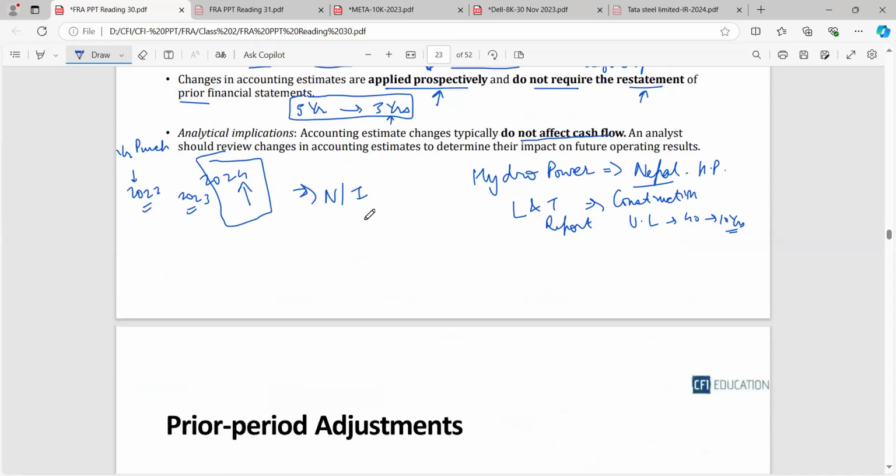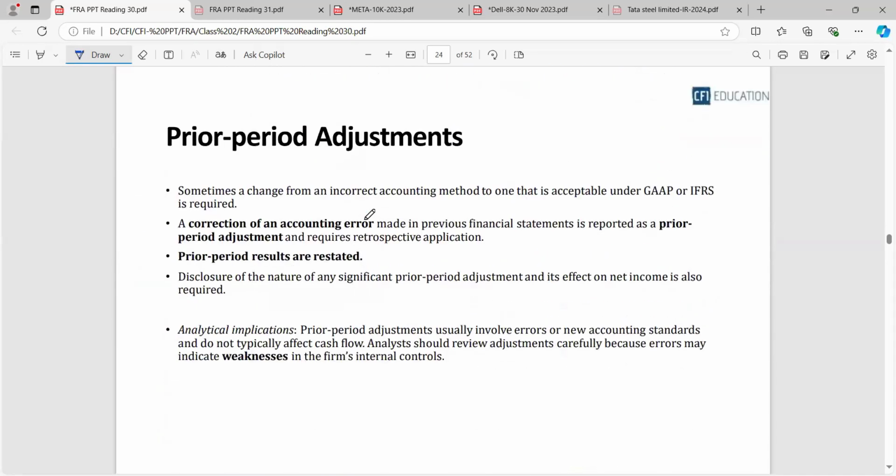Okay. Now there are prior period adjustments. Sometimes a change from an incorrect accounting method to one that is acceptable under GAAP or IFRS is required. This we had just discussed two slides back. A correction of an accounting error made in previous financial statements is reported as a prior period adjustment. We even call it PPA in the financial reporting world.